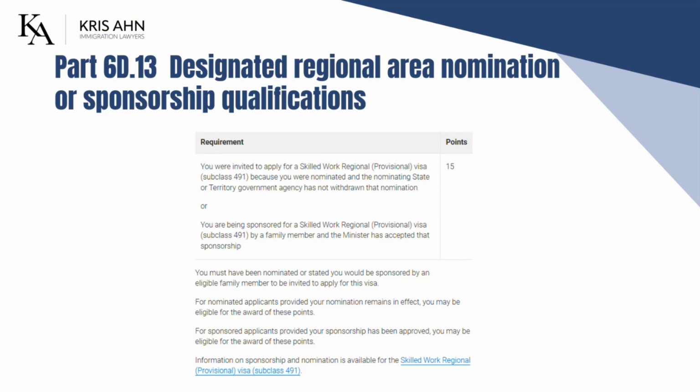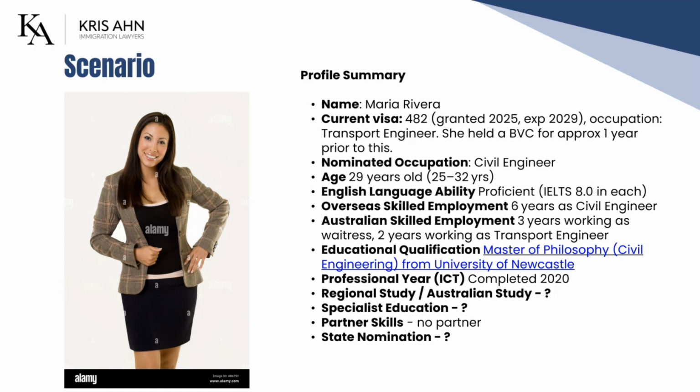We'll go on to the actual process now. I've got a scenario here, and let's try to put this checklist into action. So we've got Maria, and she's currently holding a 482, granted just this year, and it'll be expiring 4 years from the day that it was granted. She's a transport engineer, and she held a BVC for approximately 1 year prior to being granted the 482. She's nominated the occupation civil engineer, and she's 29 years old.